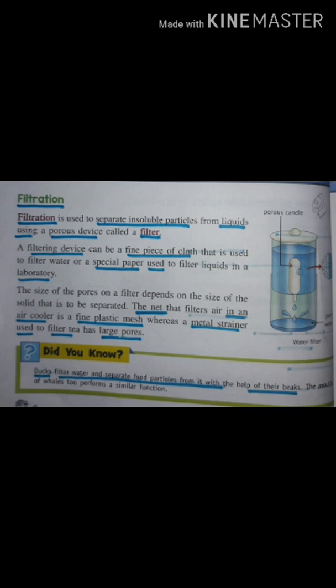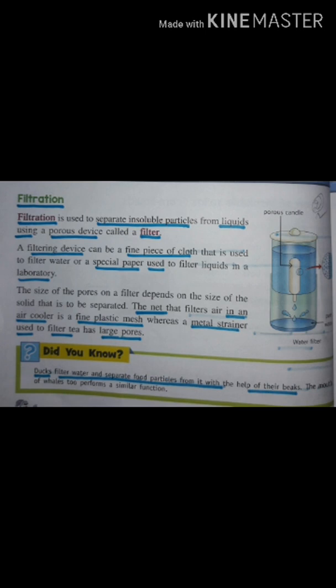mesh is used. You know one thing? Ducks also filter water and food particles with their beak. And whales also do filtering by their mouth.